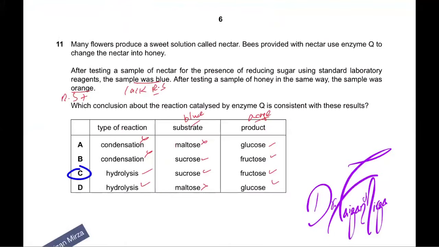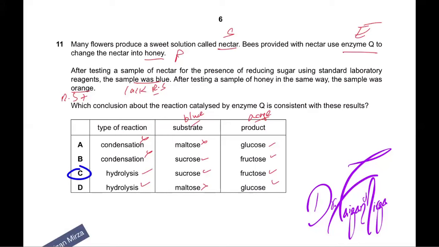Question 11. Many flowers produce a sweet solution called nectar. Bees process the nectar and use enzyme Q to change the nectar into honey. So here we are given information that there is something called nectar, and the nectar is converted to honey using enzyme Q. In this case, enzyme Q is the enzyme, nectar is the substrate, and honey is the product.